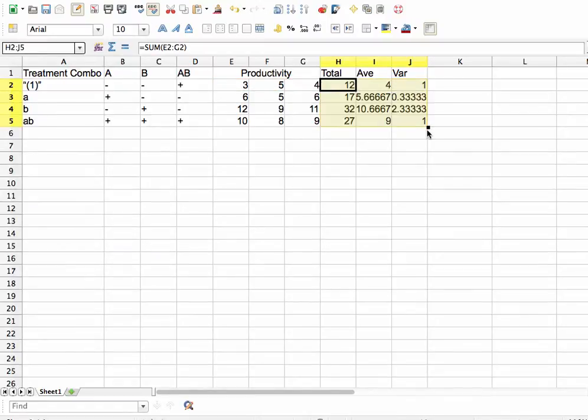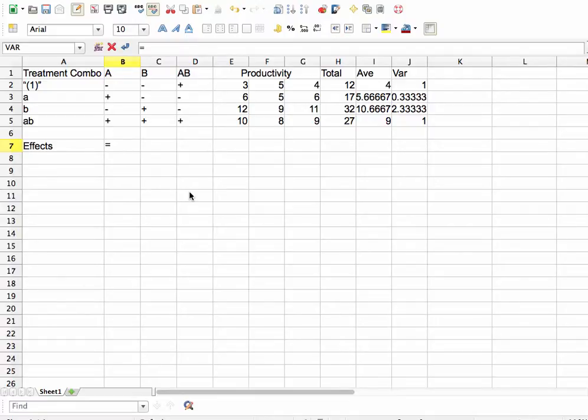I'll copy it down to the bottom row, or to all of them. Okay, now we're going to find the effects of the treatments. And we'll find an effect of A, an effect of B, and an effect of the interaction AB. And we'll compute the effects in the following way.